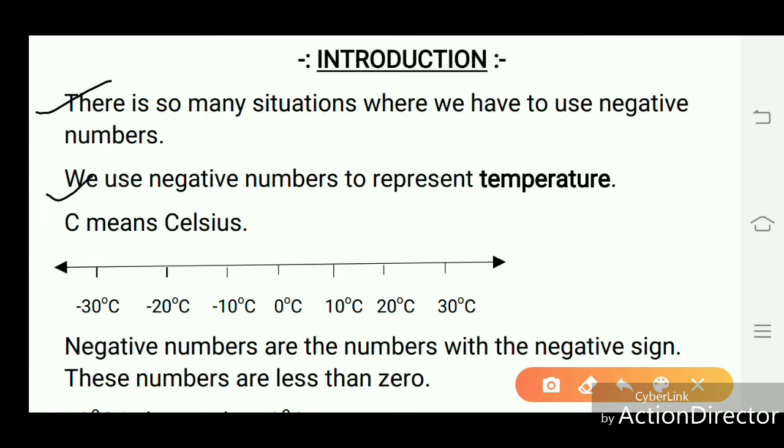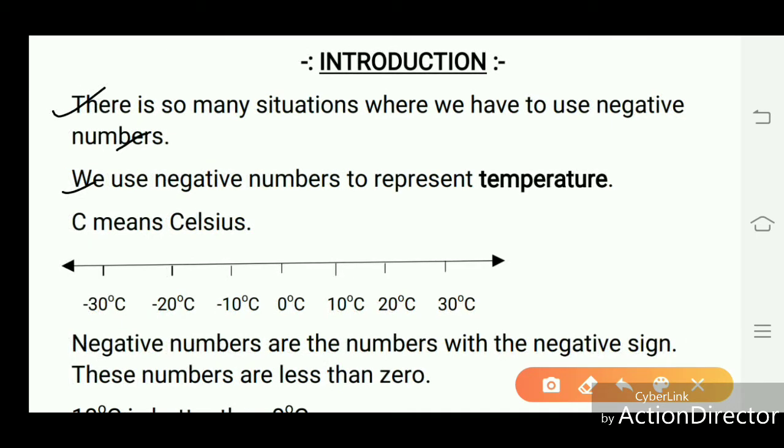We use negative numbers to represent temperature. Assume we go to a hill station and suddenly see snowfall. Snowfall happens when the temperature is very low, in minus degrees Celsius. So we say that the temperature in this hill station is minus degrees Celsius.